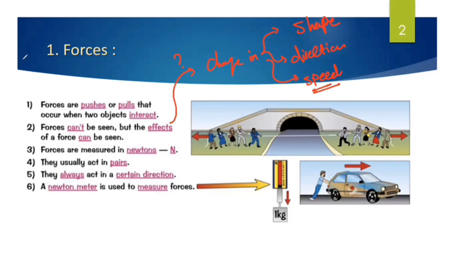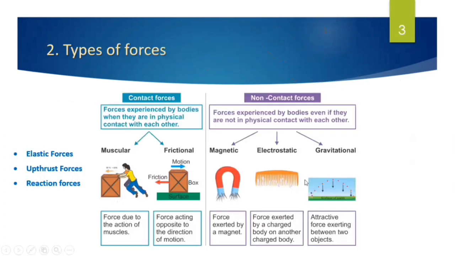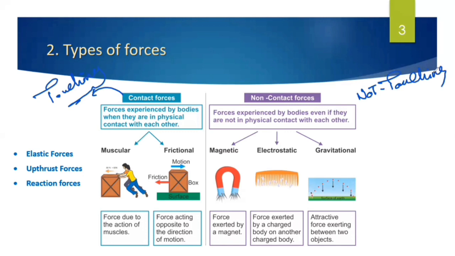Let's see the next point. The next point is the types of forces. We have two types of forces. The first one called the contact and the second one called non-contact. Contact force means that the two surfaces are touching. لامسين بعض. While non-contact means that the two surfaces are not touching. في الحالة دي هما مش لامسين بعض خالص.